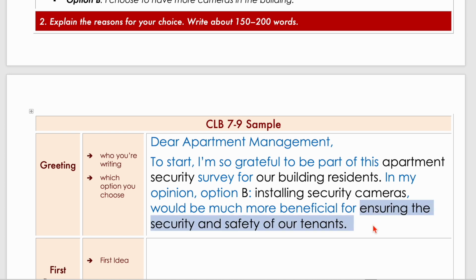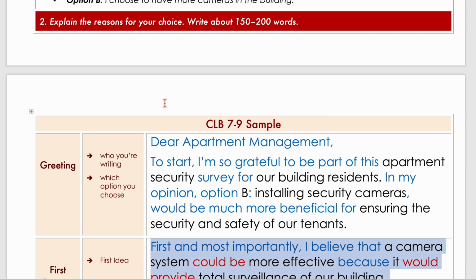And ensuring the security and safety of our tenants, changing the topic a little bit. Okay, it's about apartment security, but is it really about apartment security? It's more about ensuring the security and safety of the tenants at the apartment building, okay? So for sure, we're in the 7 to 8, 9 range right now. I wouldn't say there's something really that tells me it's 9 yet, but I'm building towards that in the later paragraphs, okay?